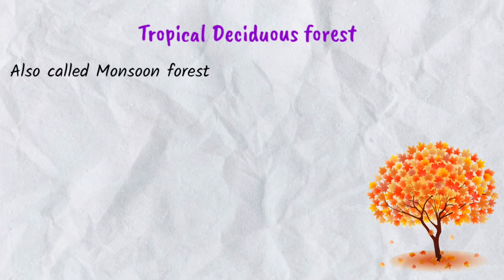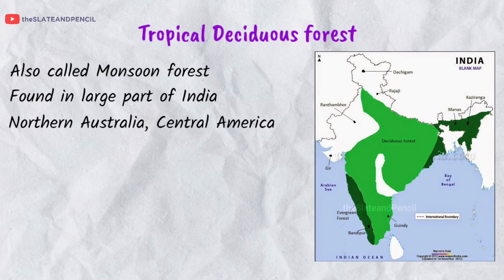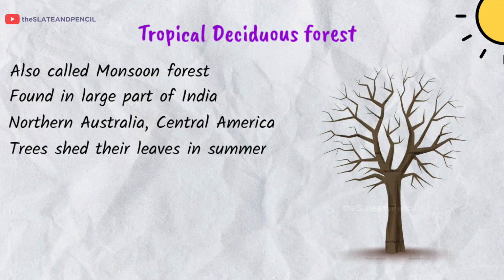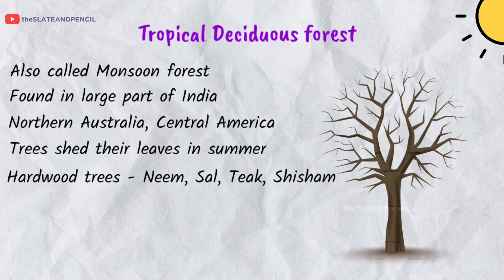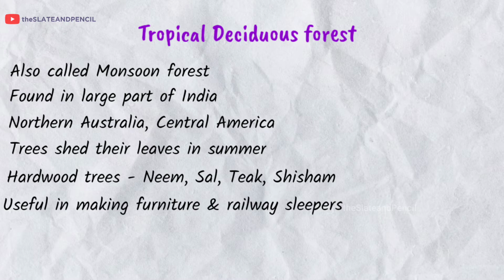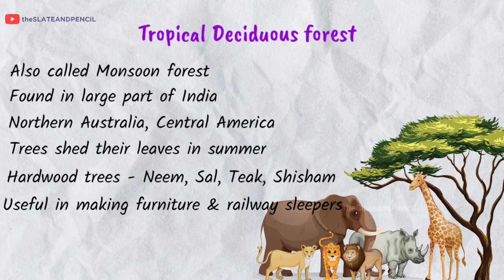Tropical deciduous forest. Tropical deciduous forest is also called monsoon forest, found in a large part of India, northern Australia and Central America. Trees shed their leaves in the dry season to conserve water. The hardwood trees found in these forests are neem, sal, teak and sesame. These hardwood trees are useful in making furniture, railway sleepers and construction materials. Tiger, lion, monkey and langurs are the common animals of these regions.